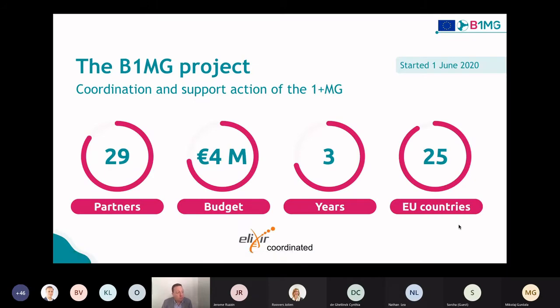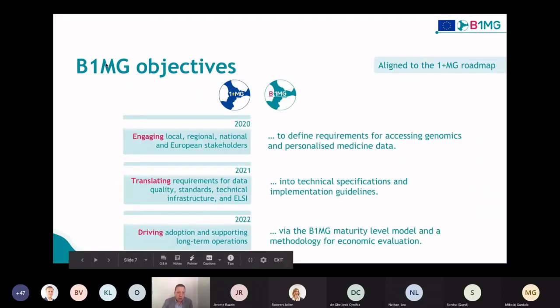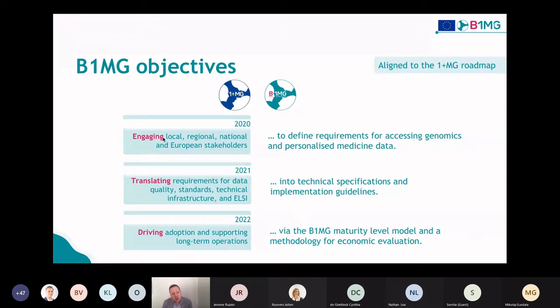Now, a project that you might be aware of or might not be aware of that I'll spend a couple of minutes explaining is something that I'm involved in, which is called the Beyond 1 Million Genomes Project. So this is a coordination and support action from the Commission that is implementing the 1+ million genomes roadmap. So again, it runs across the same 3 years. And if we look at the roadmap for the B1MG, 2020 is about engaging and building the requirements. 2021, we translate those requirements into technical infrastructure. And then in 2022, we drive the adoption of that technical infrastructure across the EU and EEA members to access 1 million genomes.